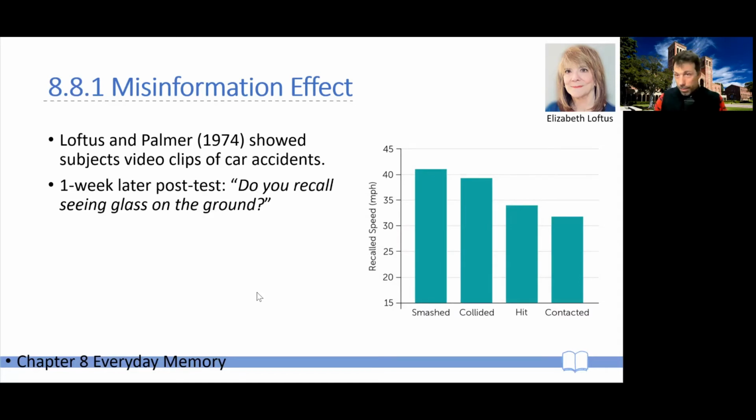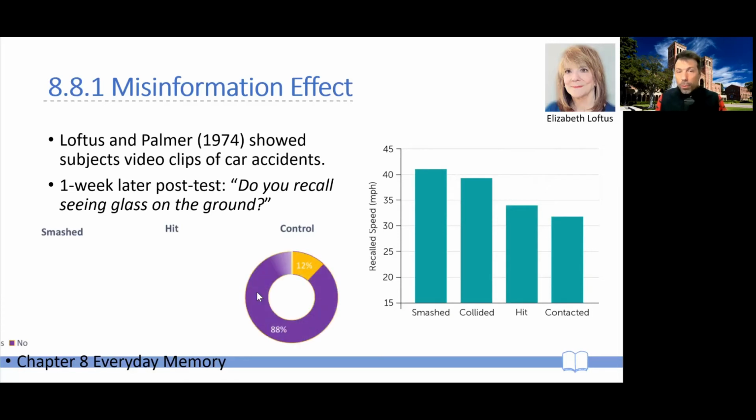In fact, even worse, if you bring people 1 week later back to the lab, although this was a different experiment, but that's how the setup worked, and you say, oh, by the way, I forgot to ask you, did you see any glass on the ground at the scene of the accident? And they had 3 different groups. One group was a control group, meaning they saw the video, but they were not asked to provide an estimate of how fast they were going. And they, as a group, 12% of the time said yes, there was some glass on the ground, and 88% of the time they said no.